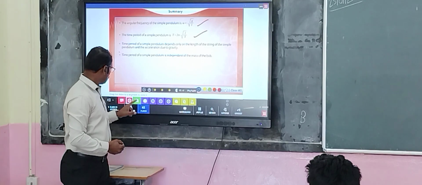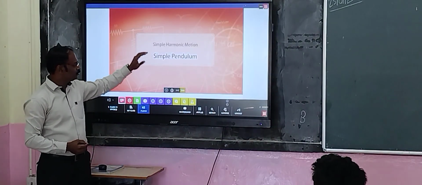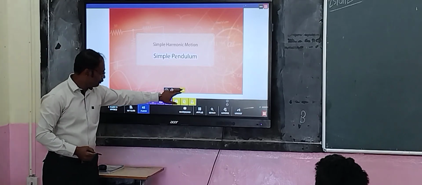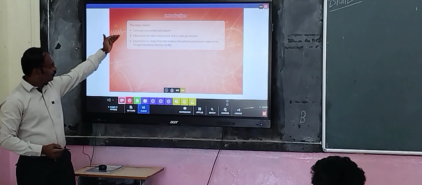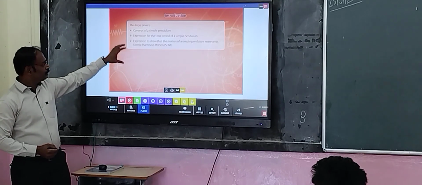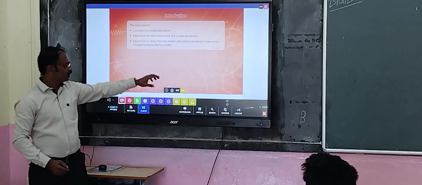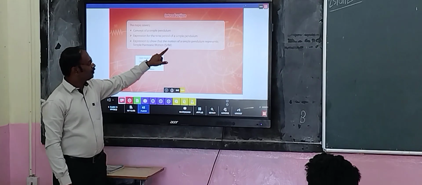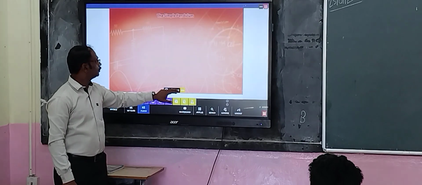Now we will recap what we have learned. We have learned what is simple harmonic motion. Then we learned what is a simple pendulum, the concept behind the simple pendulum, and we found the expression for the time period of a simple pendulum. Then we expressed that the motion of a simple pendulum represents simple harmonic motion.